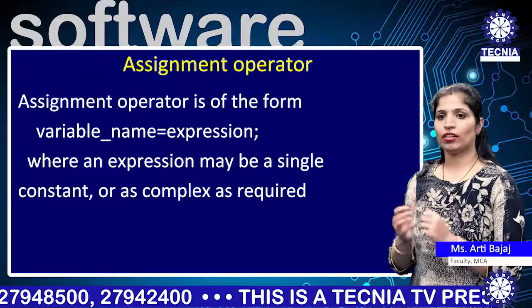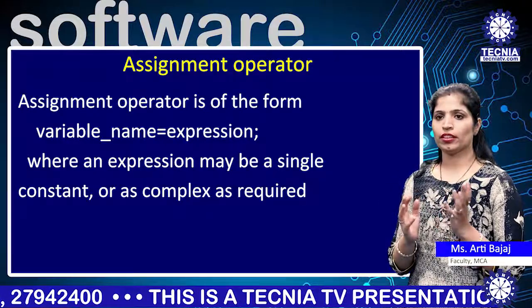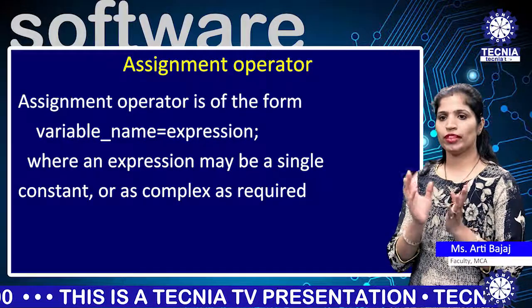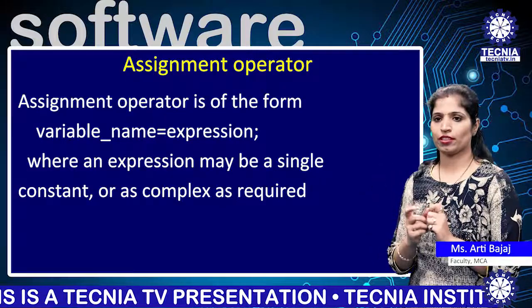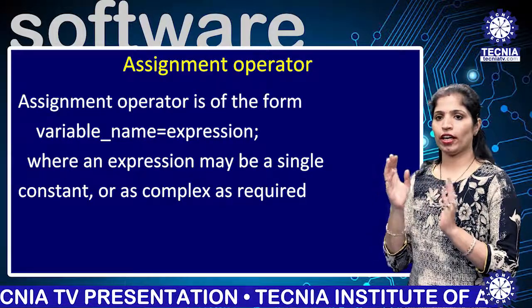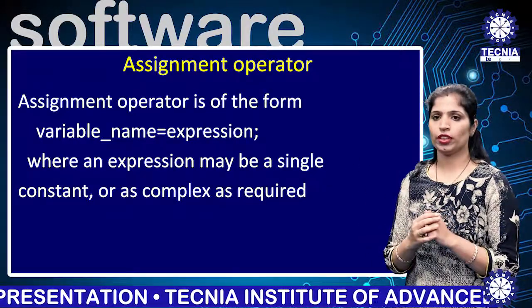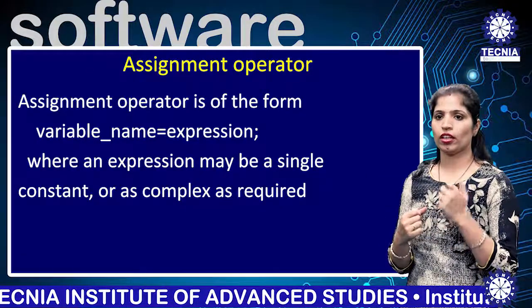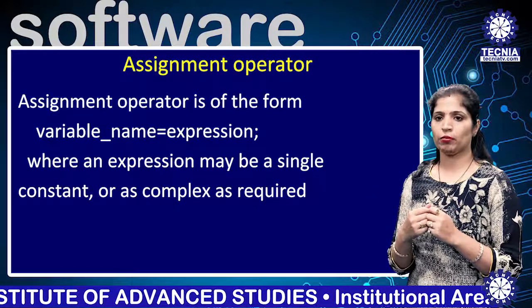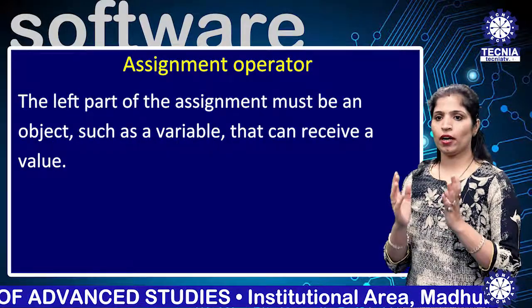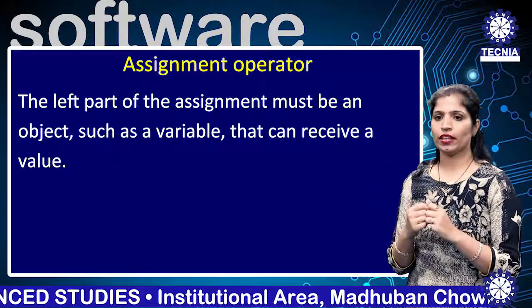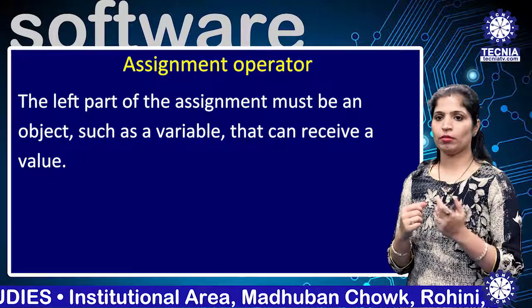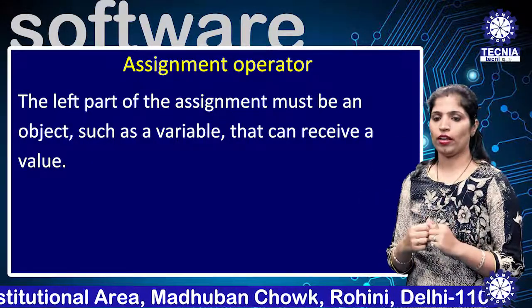Next is assignment operators. An assignment operator is of the form variable name equals expression. It is used to assign a value to a particular variable, where the expression may be a single constant or as complex as required by the program. The left part of the assignment must be an object, such as a variable, that can receive a value.